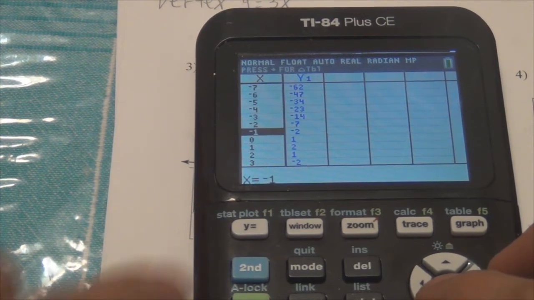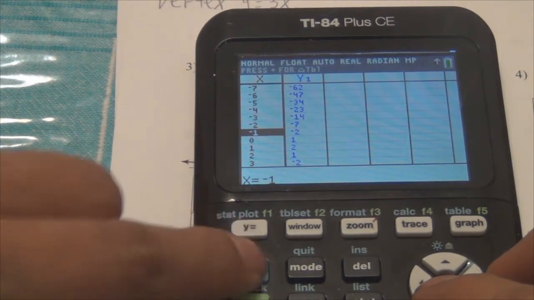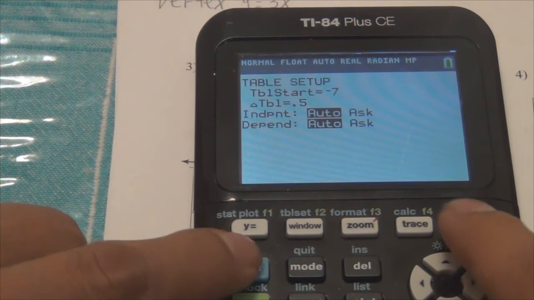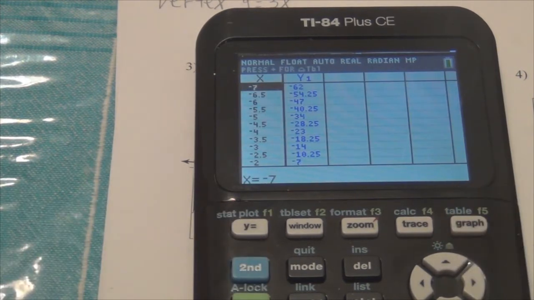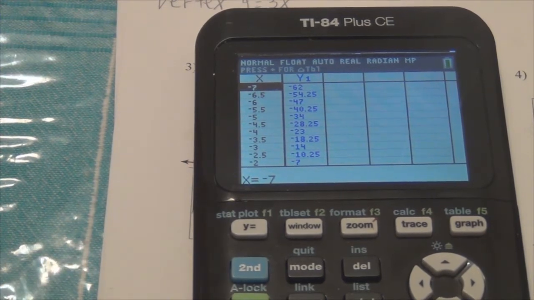Something is not right. How do I set the table? Oh my God, look at this. It says table set. So I didn't even have to do that. Table 0.5. Now let's go to the table. That's what I wanted. That's what I needed to do. Well, good thing. Now we just figured it out.